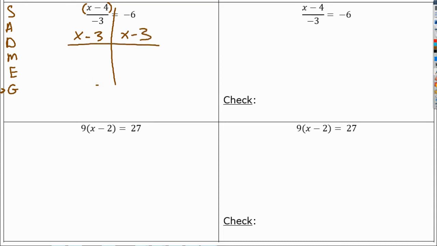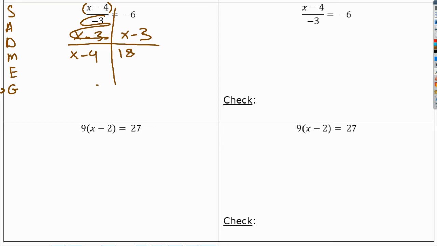Now on the left side, if you divide a problem by negative 3 and then multiply it by negative 3, those are opposites. So they just cancel each other out. It's like taking a foot forward and a foot backwards. You didn't really go anywhere. We did not mess with x minus 4, so that is the only thing left that's going to come down. On the right side, if you do 6 times negative 3, you end up with the answer of positive 18.